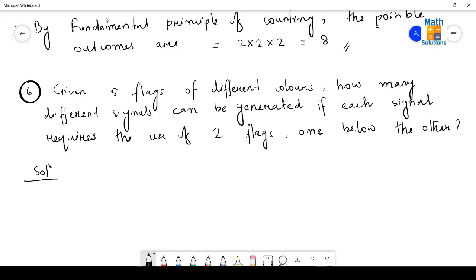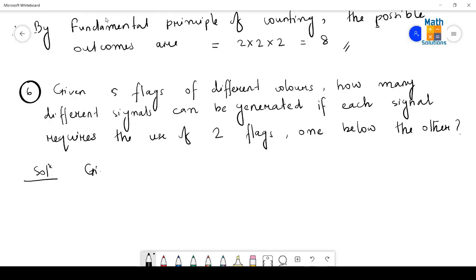Here goes question number 6. The question is: given 5 flags of different colors, actually all the 5 flags are of different colors, how many different signals can be generated if each signal requires the use of 2 flags, one below the other? Now, if we go through the question, nowhere it is mentioned that repetition is allowed or not allowed. That we have to find out ourselves. So first of all, let us write down what are the informations given.